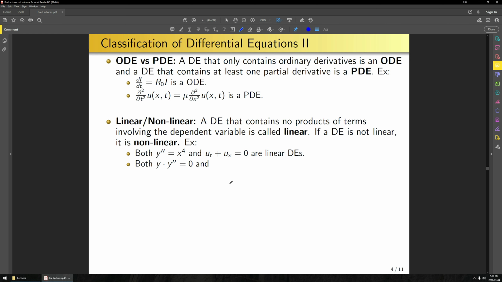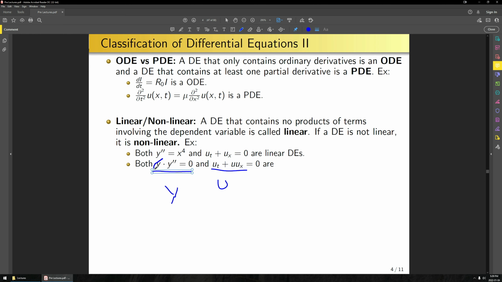Okay, next let's look at two more examples. So here, in this case, my dependent variable is going to be y, and in this case, my dependent variable is going to be u. Okay, so in this case, I have y times the second derivative of y.